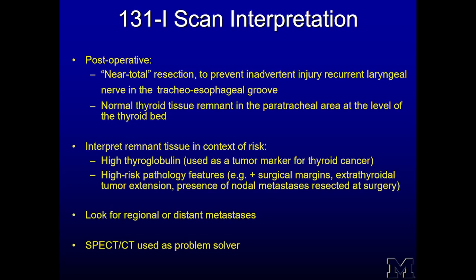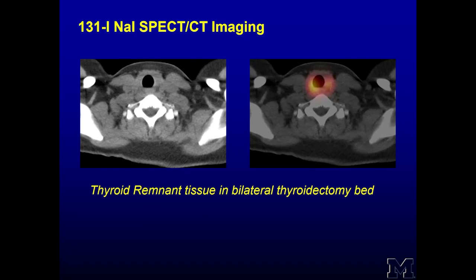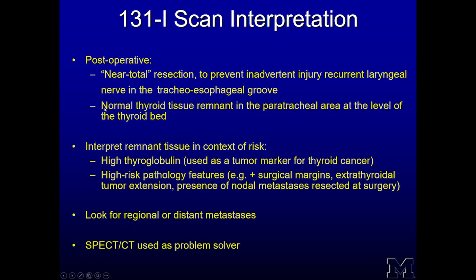The iodine scan interpretation, postoperative: there is never absolute complete resection of the thyroid gland. Total thyroidectomy is a near total resection because, in order to prevent inadvertent injury to the recurrent laryngeal nerve in the tracheoesophageal groove, the surgeon will leave a small amount of normal thyroid tissue remnant in the paratracheal area at the level of the thyroid bed.